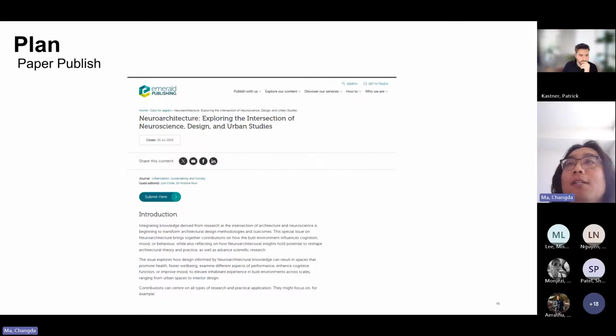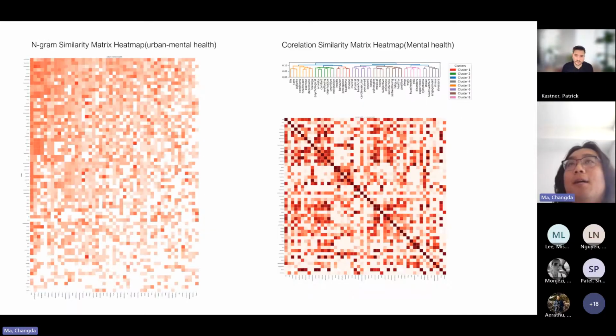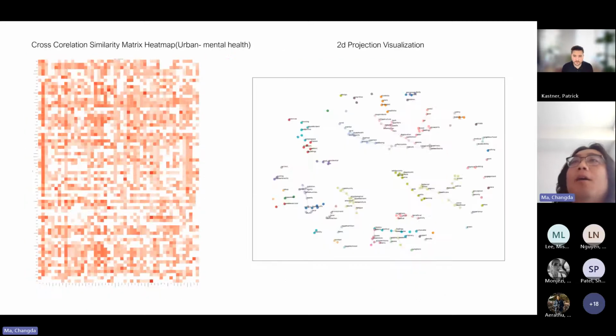For the next semester, our plan is to write the whole systematic literature review and publish it in a journal. We will also use some data text mining to compare different databases and the systematic literature review part, and visualize with an n-gram similarity matrix heat map, a correlation similarity matrix heat map, and other ways to evaluate, as well as 2D projection visualization. So, in the future.